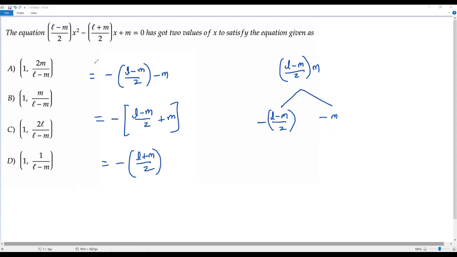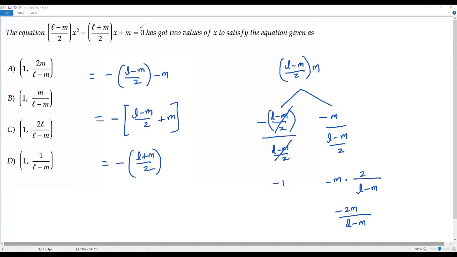Now further, we have to divide both factors by the coefficient of x², that is (L − m)/2. Let me do it. Then this (L − m)/2 and (L − m)/2 will cancel out, and I'm getting negative 1 here. And here we can write negative m, the numerator, as it is. We can change this division to multiplication, and then we have to take the reciprocal of this fraction. Then I'm getting 2 over (L − m). Negative m times 2 is negative 2m, divided by (L − m).